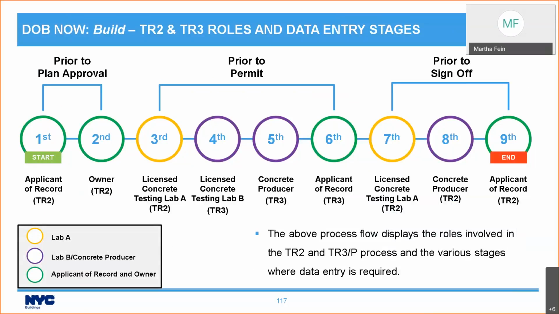So the roles. Before plan approval, you don't need to identify any of these people. It's just the applicant and owner of record. However, before you request your permit, you need to identify the 2 concrete testing labs, A and B, and the concrete producer. And the applicant of record is the one that goes in and identifies those folks. Those folks will then potentially need to go in and take action. We'll talk about that. And then before sign off, the concrete testing lab for the TR2 and the concrete producer have steps to take before the applicant of record requests the letter of completion.